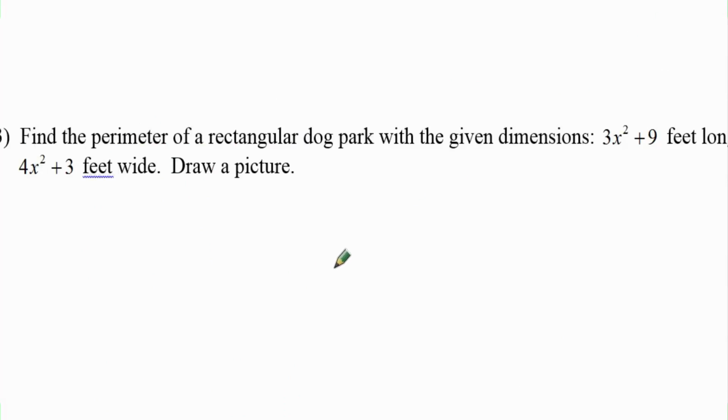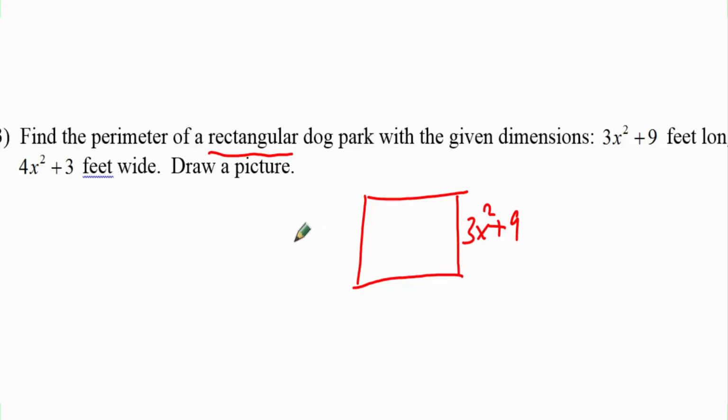All right, for our perimeter problem, we're going to draw a rectangular dog park. Last year it didn't say rectangular, but you have a length and a width, so it better be a rectangle. So we're going to say this is 3x squared plus 9 feet long by 4x squared plus 3 feet wide. So when you have rectangles, this side would also be 3x squared plus 9, and this side would also be 4x squared plus 3.